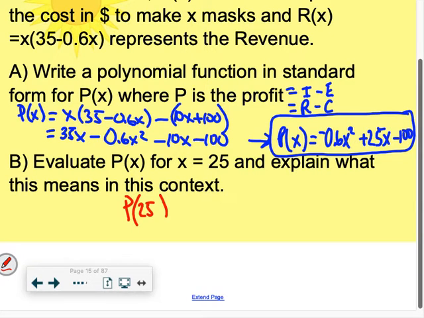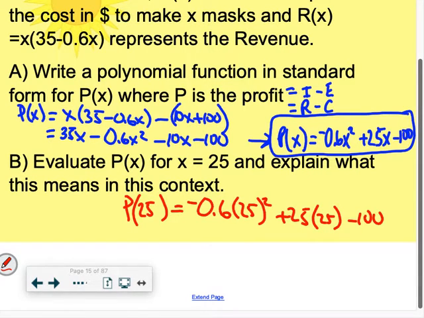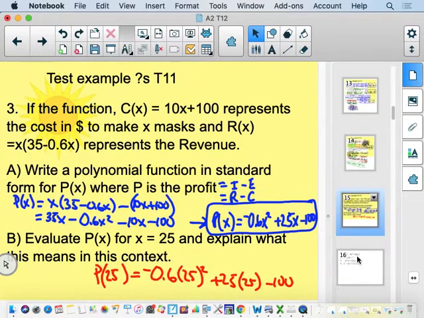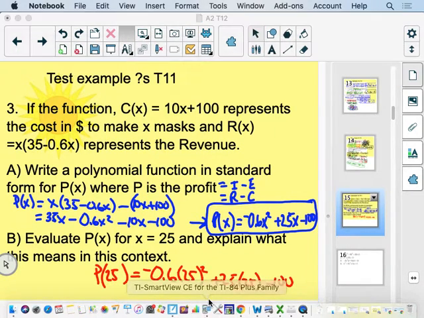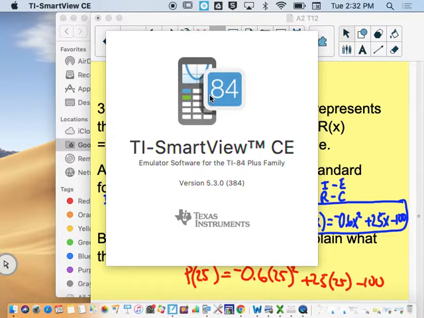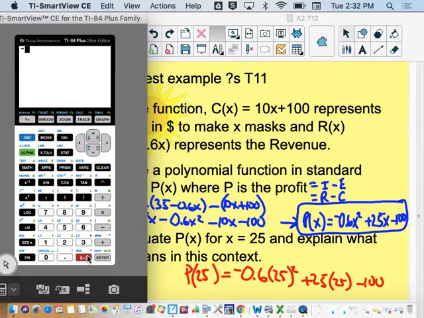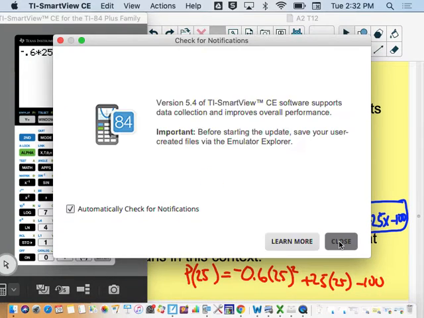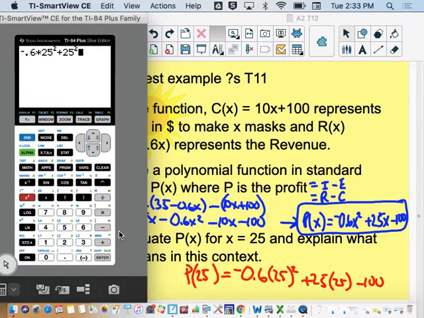Evaluate P when x is 25, that means find P of 25. So I'm going to take negative 0.6 times 25 squared plus 25 times 25 minus 100. Grab my calculator. I suppose I could use synthetic substitution as well, couldn't I? I'm going to use direct. I still have decimals I'm working with. And in this case, synthetic isn't going to save you a ton of time. So I take negative 0.6 times 25 squared plus 25 times 25, which ends up being 25 squared again, minus 100.